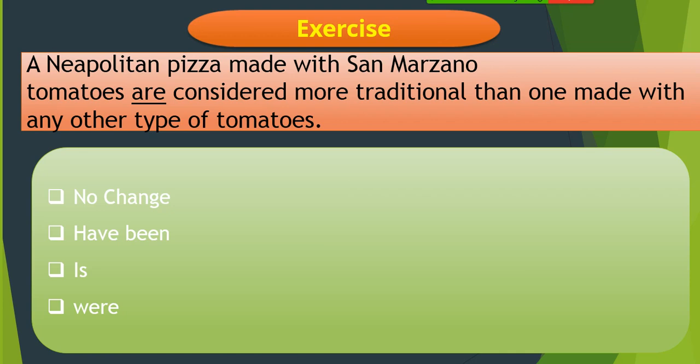Neapolitan pizza made with San Marzano tomatoes are considered more traditional than one made with any other type of tomato. San Marzano is an Italian word. Now you have four choices to choose from. I underlined part of the sentence for you. Do you think that it doesn't need a change, or should we change it with one of the other three?